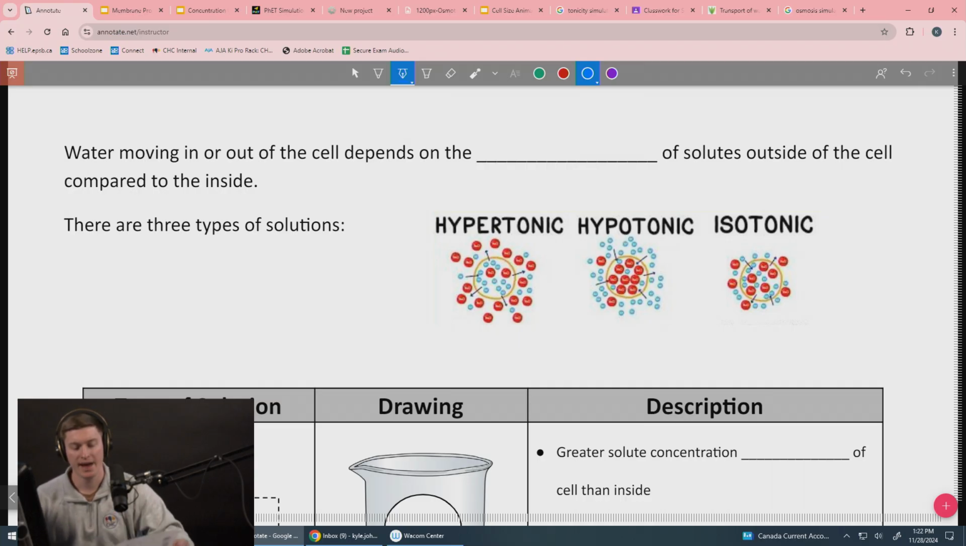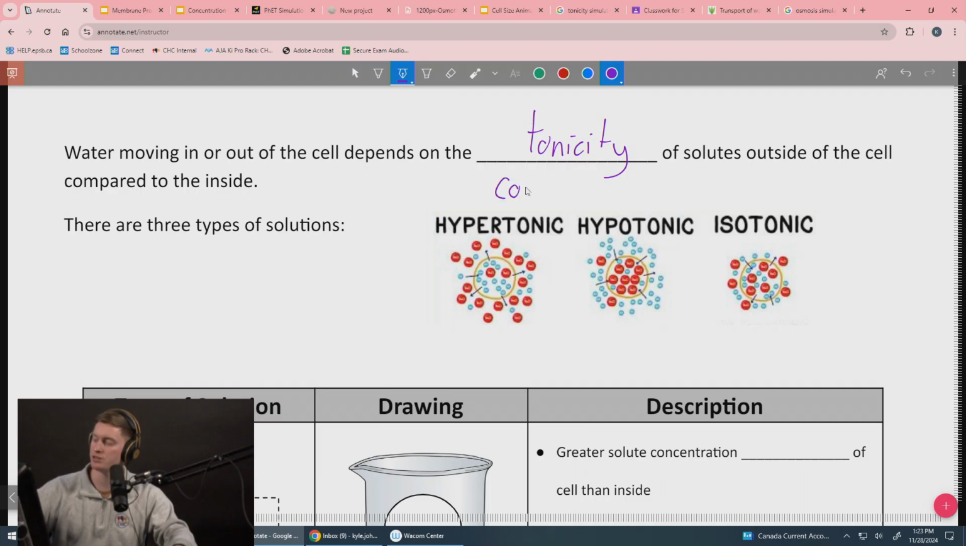I think I'll save active transport for the next lesson, so this will be the last page for this lesson. Water moving in or out of the cell depends on something called the tonicity. The tonicity of solutes outside of the cell compared to the inside. The word tonicity basically is concentration.